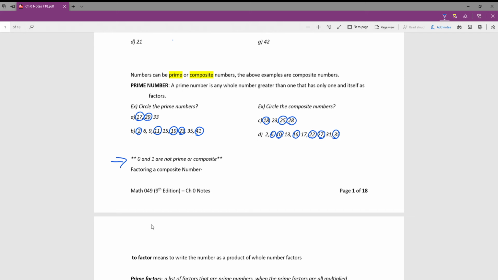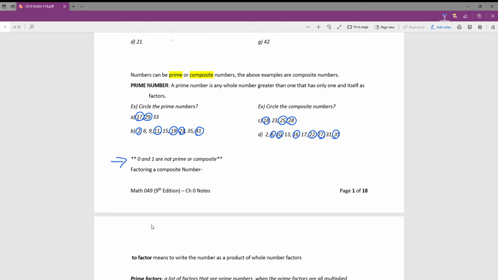So I put a little arrow down here. 0 and 1 don't classify as prime or composite. This is the first time that we see the 0 and 1. And honestly, if we could remove all zeros, ones, and negatives from our confusions or mistakes in math, we'd all be a whole lot better.